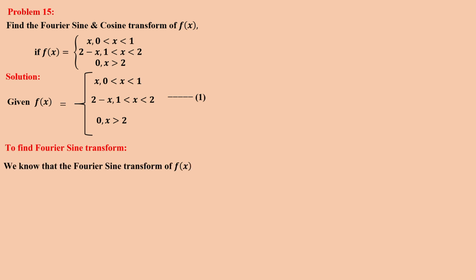We know Fourier sine transform is f bar s of p, which is equal to root 2 divided by pi integral 0 to infinite f of x sine px dx. That is equation number 2. Now we are going to use 1 in 2. That is why we are going to split the equation 2 into 3 integral, because 3 intervals are there in f of x, 0 to 1, 1 to 2, 2 to infinite.